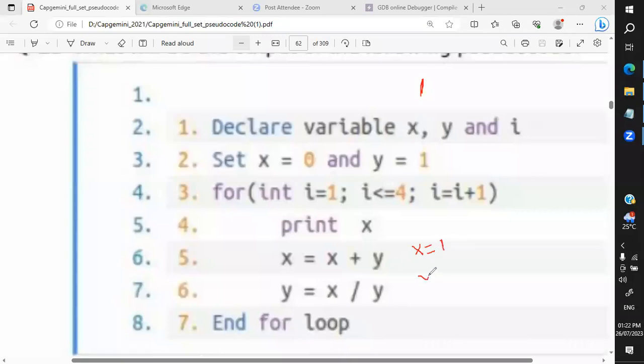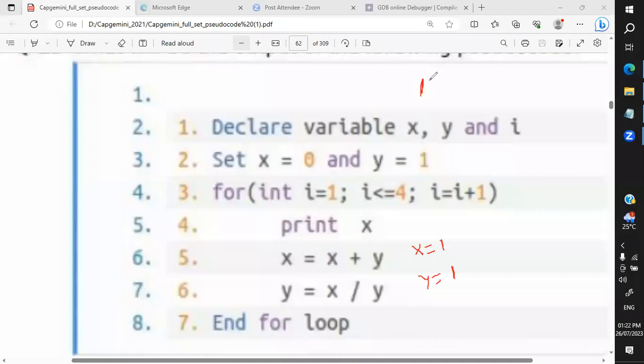Then after that, y equals to x by y. x value is 1, y value is 1. 1 by 1 is what? 1. So y value will be 1. Next, it goes back. That's all right. Or are we making any mistake? Print x, we printed 1. Then, okay.